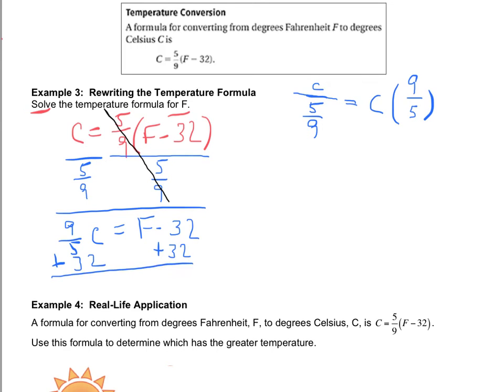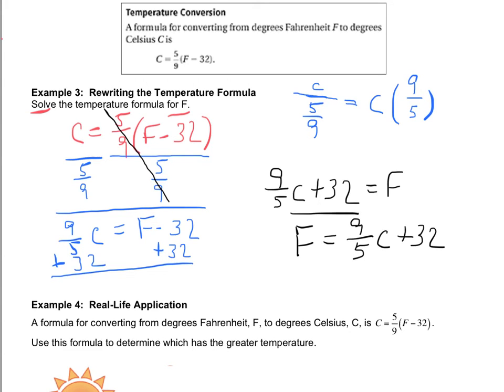And we'll bring our answer over to the right-hand side here. So on the left-hand side, 9/5 C plus 32 equals the F. I can't combine the 32 with the C's. And then my last step here, again, we like to see the variable on the left, so I want to bring the F over. Because it's an equation, I can just flip the two sides, and that is the formula solved for F.